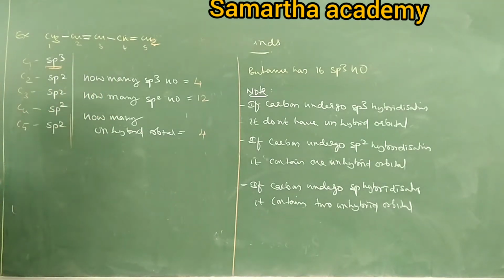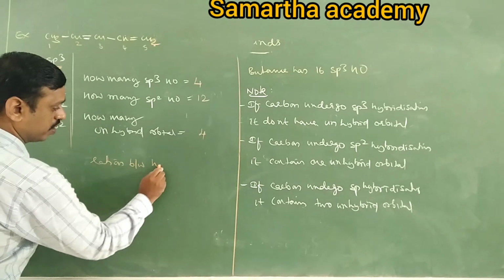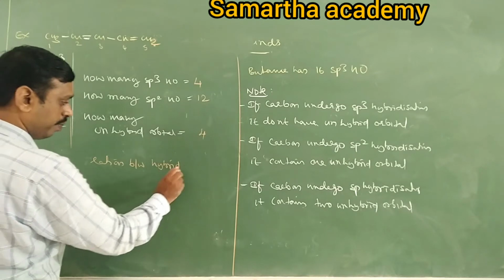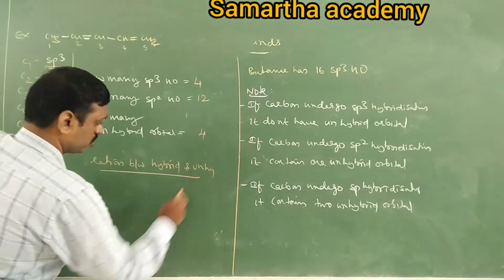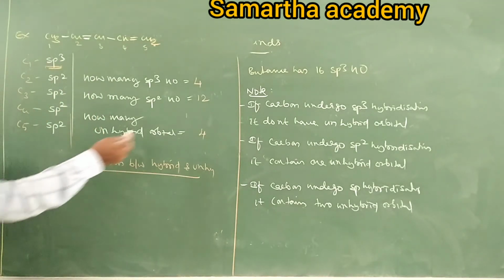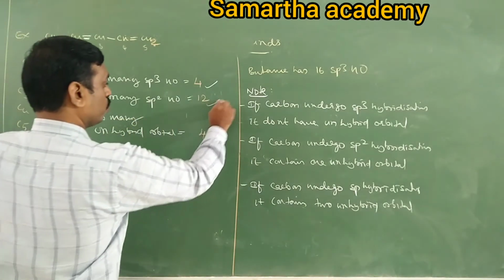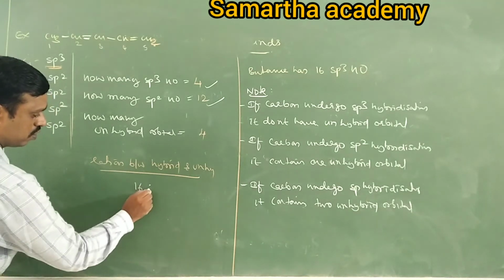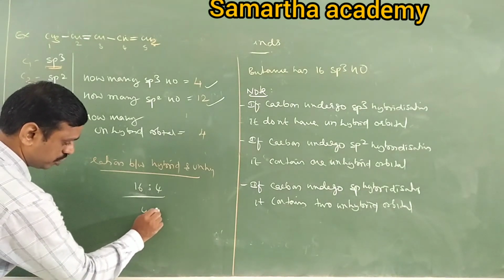They may ask the ratio between hybrid and unhybrid. So total how many hybrid? The 4 sp3 are hybrid only, and sp2 is 12, so 16 is to 4. The ratio is 16 is to 4, which is 4 is to 1.